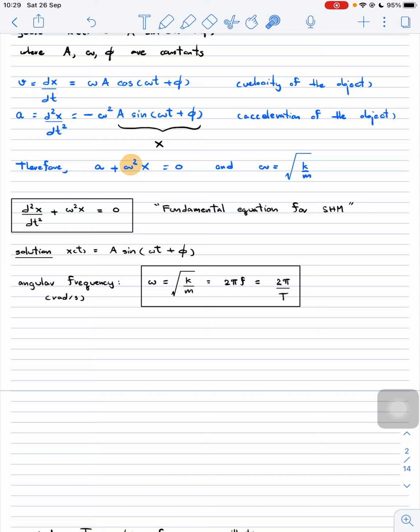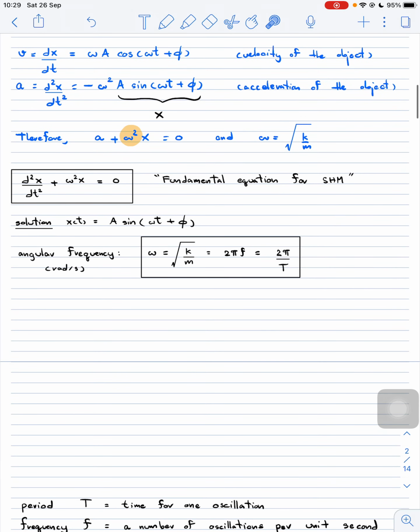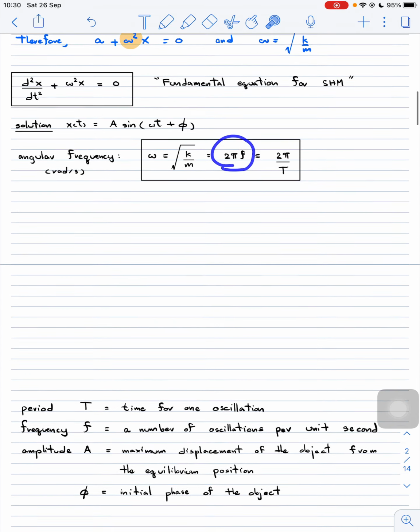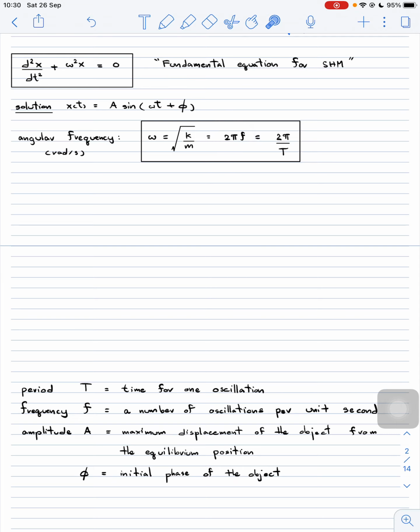There we called it the angular velocity. But now in this topic, for the oscillations, for the simple harmonic motion, the omega is called the angular frequency, not the angular velocity. But it has the same unit as the angular velocity, so the unit is radians per second. So we can define the omega in the same way as the angular velocity. The angular frequency here is equal to 2 pi times the frequency f, and equal to 2 pi over the period T.